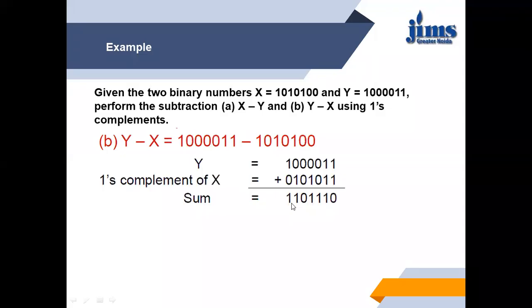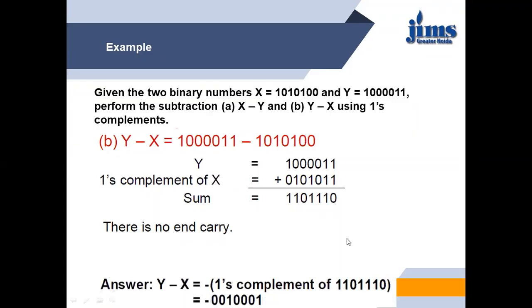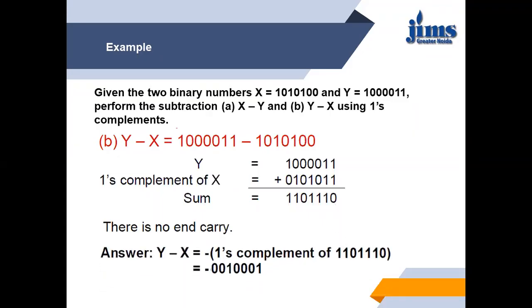So here the sum is also of 7 bits. That means no carry. When there is no carry, we again take 1's complement of the sum and put a negative sign before it. So the 1's complement of the sum will be 0 0 1 0 0 0 1, and put negative sign.